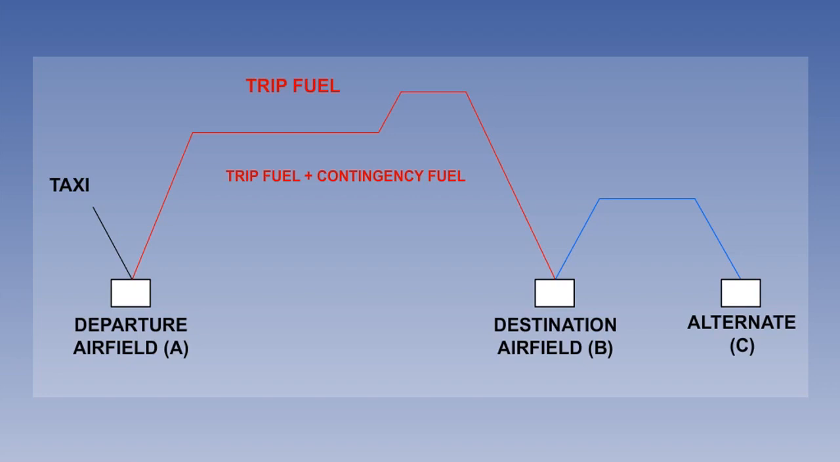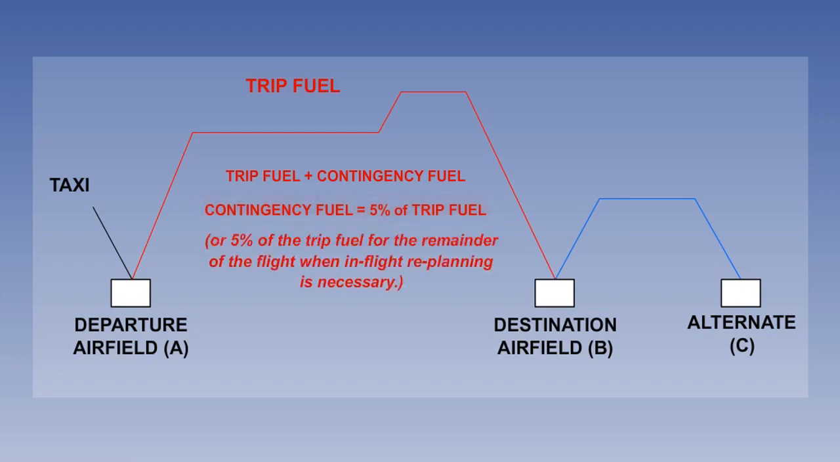There are a number of different ways of calculating contingency fuel, as laid down in the EASA fuel policy. For the purposes of the ATPL exam, we add an extra 5% of the trip fuel as contingency fuel. In the event of having to replan in flight, we use 5% of the trip fuel required for the remainder of the flight.